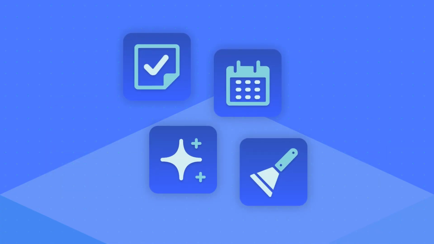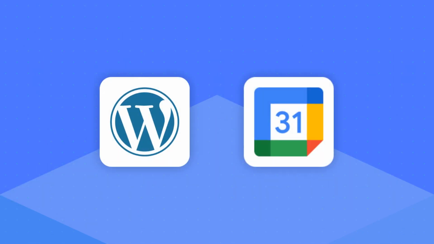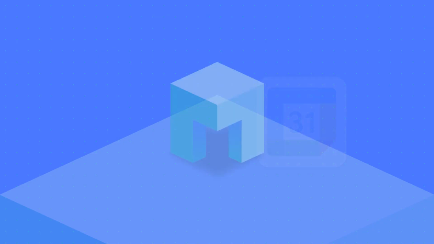Mesa has built-in tools to give you complete control. So things happen when they should, how they should, and only if they should. Whatever you need to do between WordPress and Google Calendar, make it happen with Mesa.